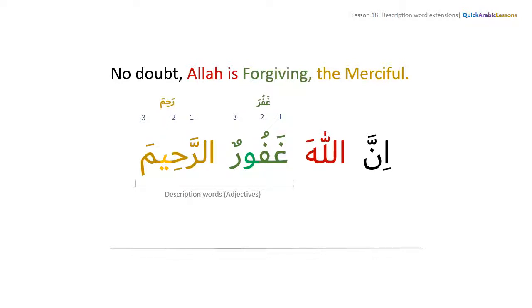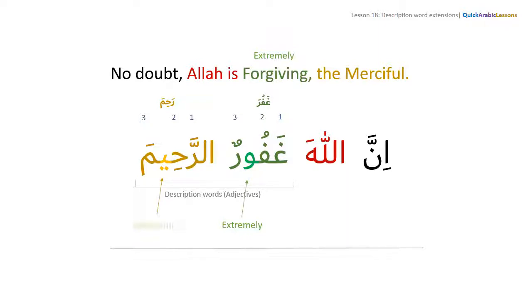So why is there a letter after the second root letter of each of these words? We see that adding a letter waw in Arabic after the second root letter means extremely. So when we said no doubt Allah is forgiving, we should have said no doubt Allah is extremely forgiving. That's how it should be translated.